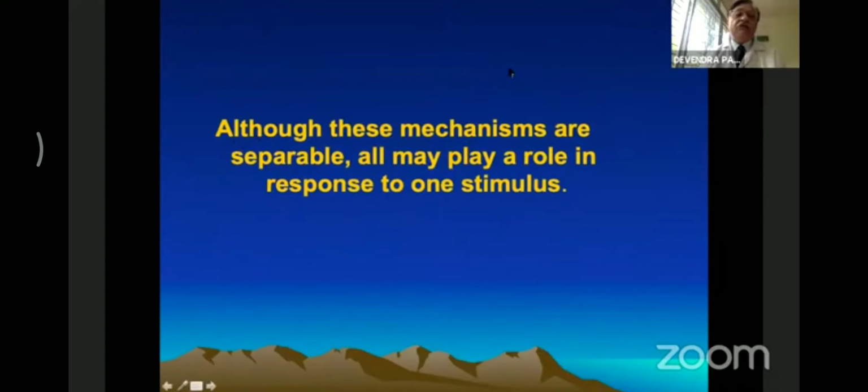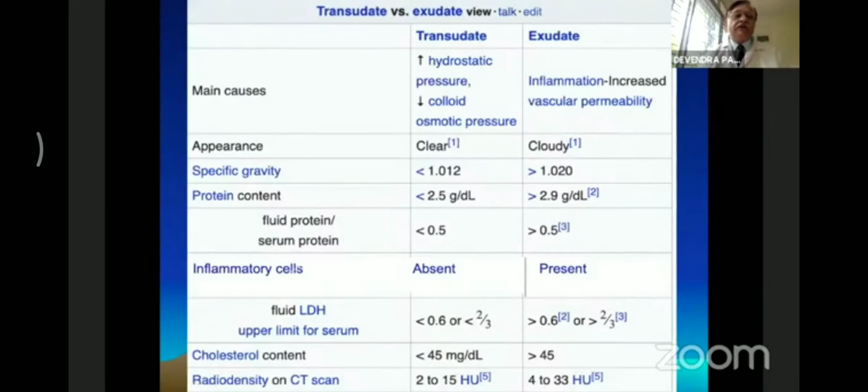All these are not described separately. They may occur simultaneously in different forms.